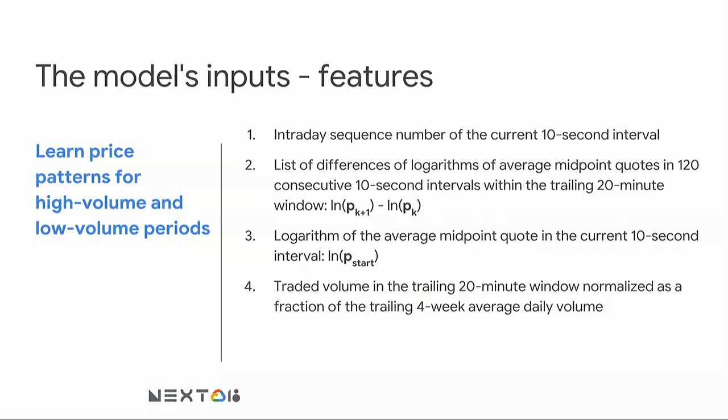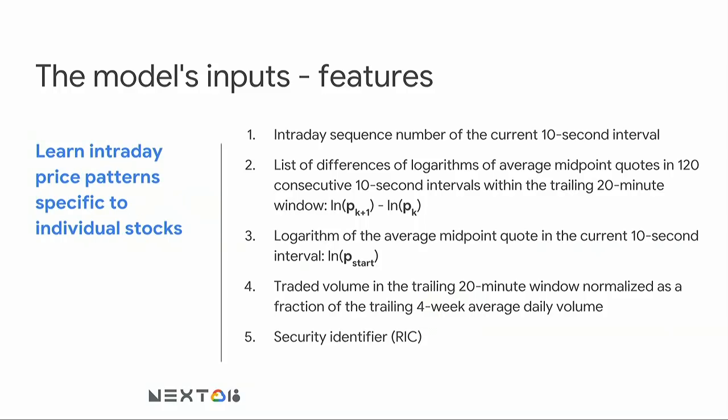And for this example, we use 4-week average daily volume as a normalization factor. So we take trade volume for the stock in the last 20 minutes, and we divide it by this stock's average daily volume over the past 4 weeks.